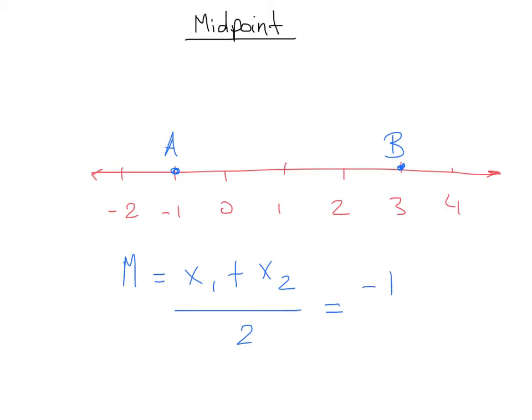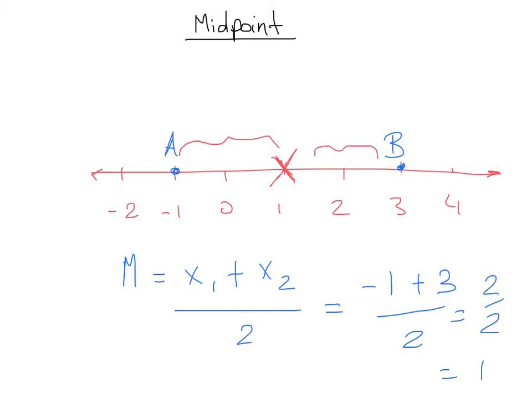So -1 plus 3 over 2, in this case, would give you 2 over 2, which would actually give you 1, which makes sense, right? That's the halfway point between A and B. It looks like it. There's 2 over here and 2 over here. All right, but I'm sure you want to take this up a notch and look at how to find the midpoint in a coordinate plane.